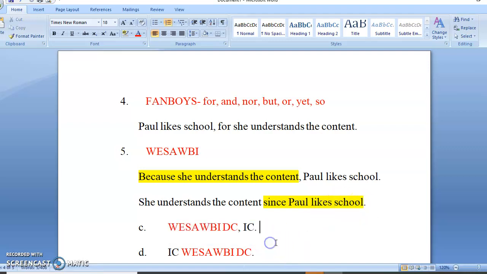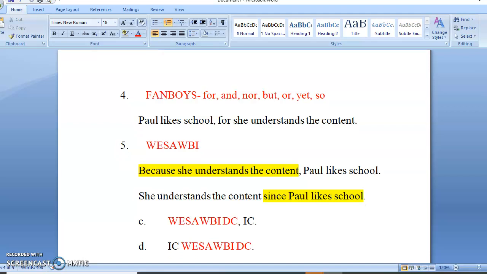So what I would do if I were you, I would memorize this diagram. WASABI, DC, which is dependent clause, comma, independent clause, period, or IC, which is independent clause, followed by dependent clause, period. Okay? And those are the five methods for correcting run-ons or comma splices.